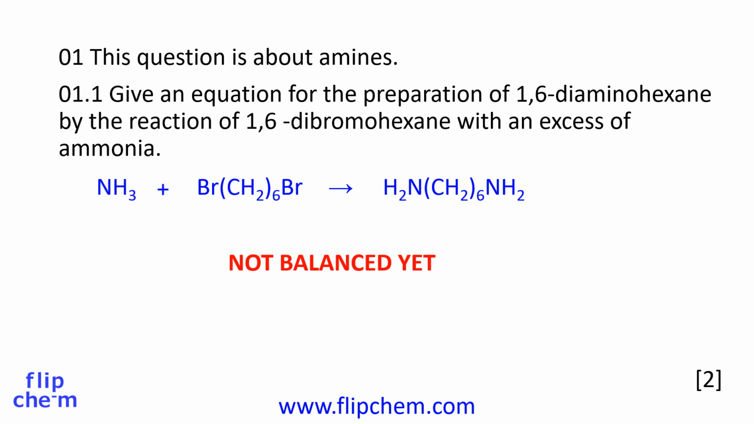The second mark is for balancing the equation correctly. Excess ammonia minimizes the chance that an amine product will go on to react like a nucleophile and make secondary and tertiary amines. One molecule of ammonia substitutes for each halogen in the haloalkane. One molecule of ammonia mops up H+ ions that are formed to make an ammonium ion, NH4+.